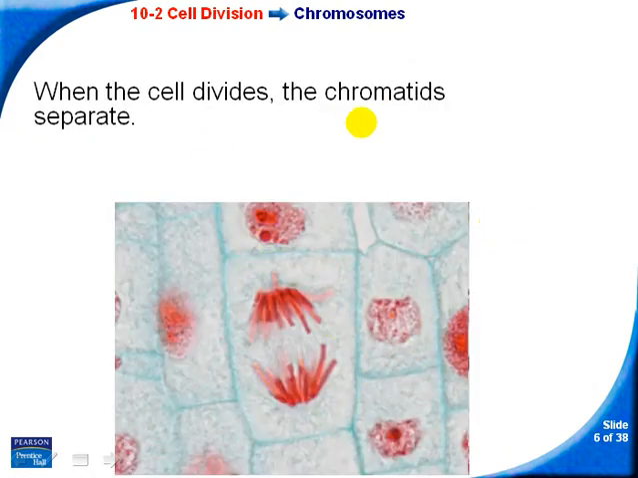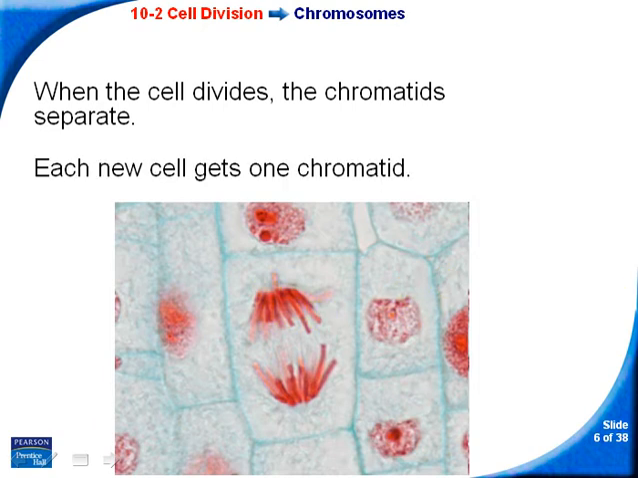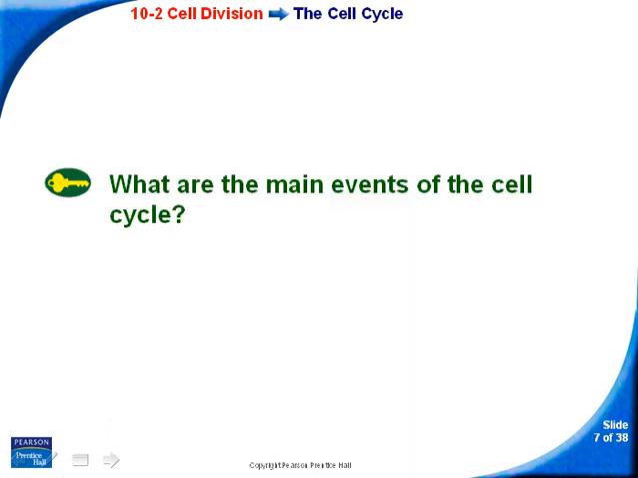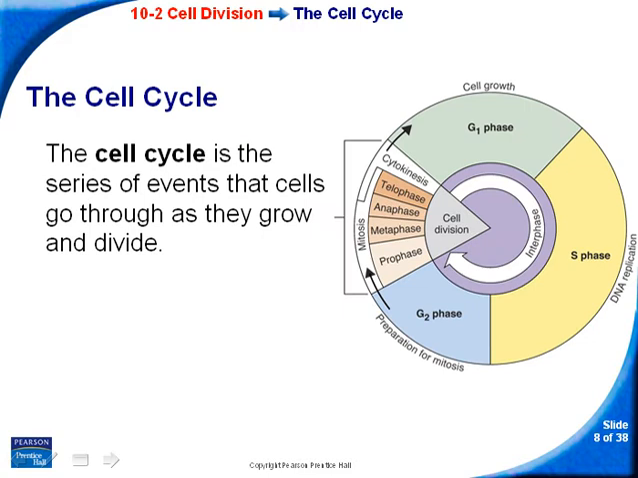So what's going to happen is the chromatids are going to separate from each other during cell division. You can see here's one set of chromatids, here's another set of chromatids, and you're going to see this again later on when we look at meiosis. And each cell gets one chromatid of each pair. So what are the main events of the cell cycle?